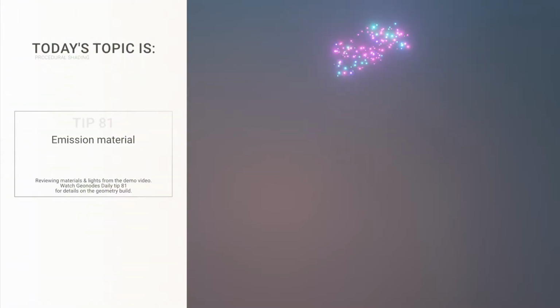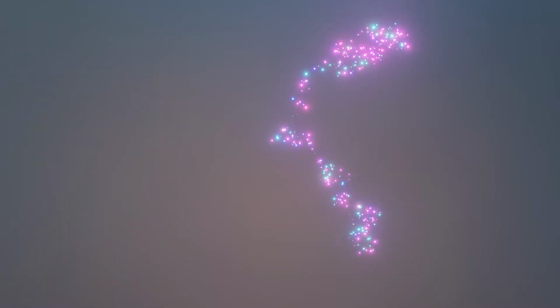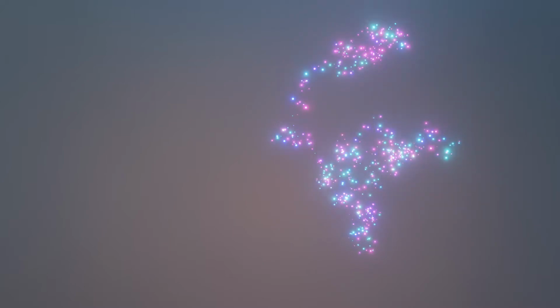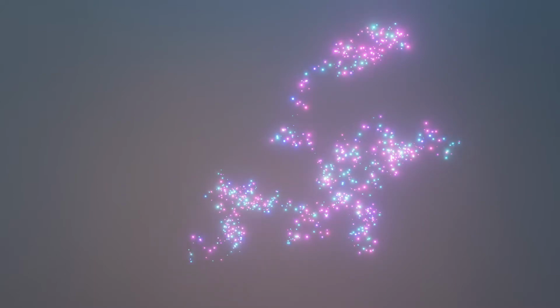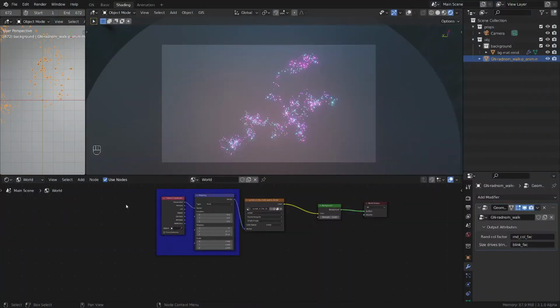Hello, dear viewers. Welcome to the making of the random walk project, where we looked at how we can implement the random walk algorithm using the new accumulate fields node in Geometry Nodes. So if you want to check the Geometry Nodes tree, make sure to click on the link in the description during this demo or the one in the description of the video. Today, in this part, we are going to look at the materials and the scene setup and stuff like that.